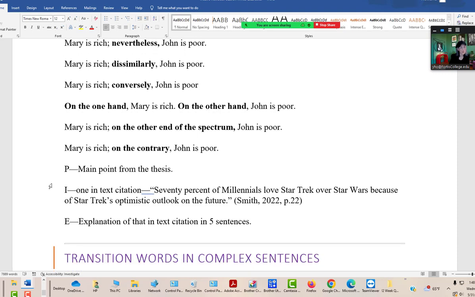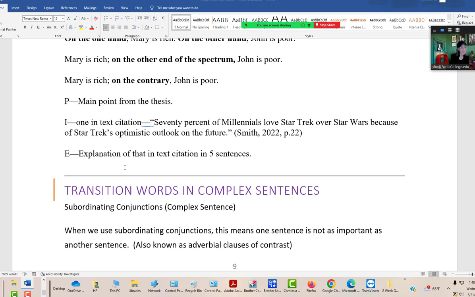And then when you write your in-text citation, everyone has to have one in-text citation for their second essay. P is the main point from the thesis, so you're going to use PIE structure. I stands for in-text citation. So 70% of millennials love Star Trek over Star Wars because of Star Trek's optimistic outlook on the future. That's about as long as your in-text citation will get. It's just two or three lines in the middle of your paragraph, usually right after your topic sentence.